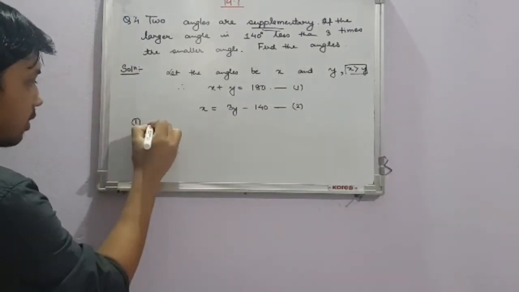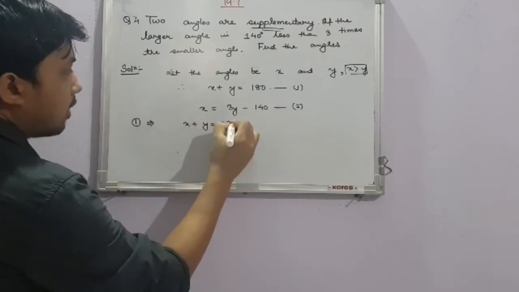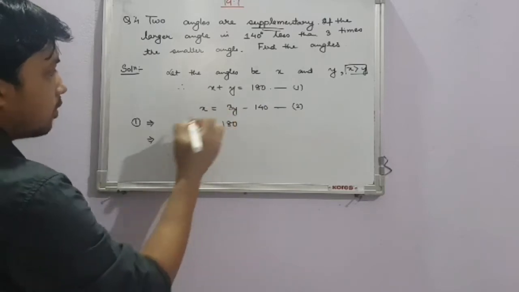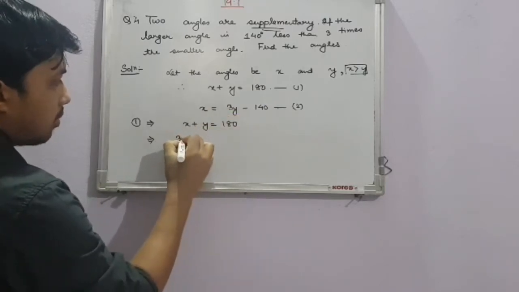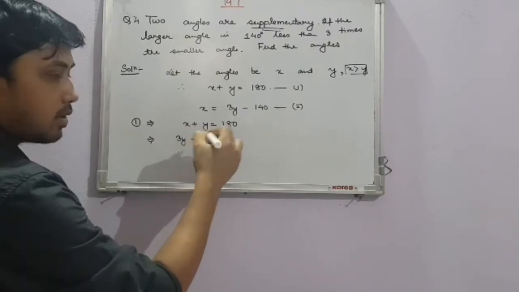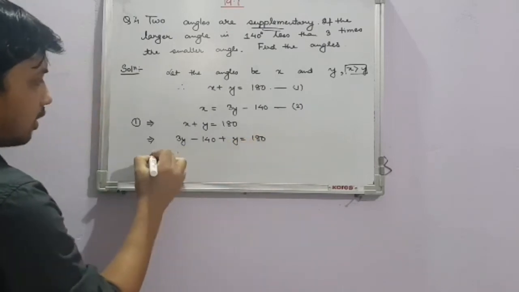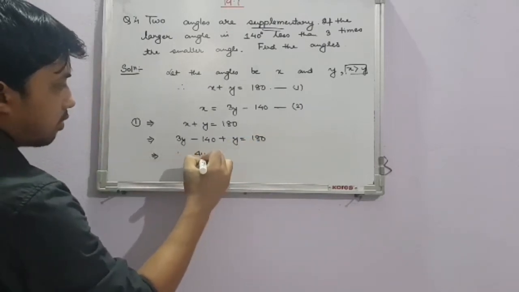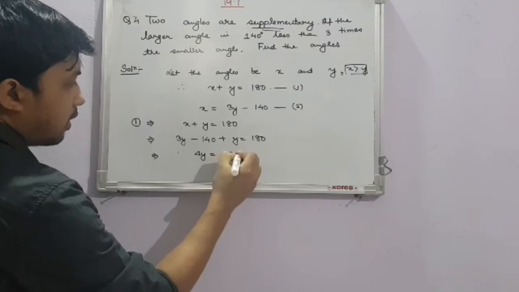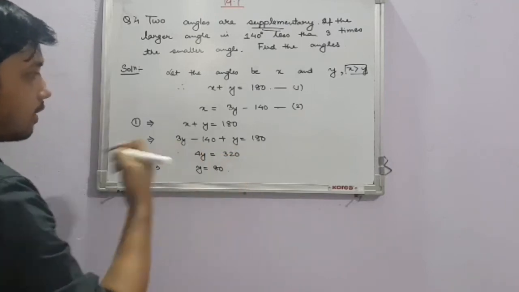I'll rewrite equation 1 now. Equation 1 was x plus y equal to 180. From equation 2, what is the value of x? In place of x, I will write 3y minus 140. So in place of x, I am writing 3y minus 140 plus y equal to 180. So I'll solve this one. I'll get 4y equal to 320 and finally I'll have y equal to 80.